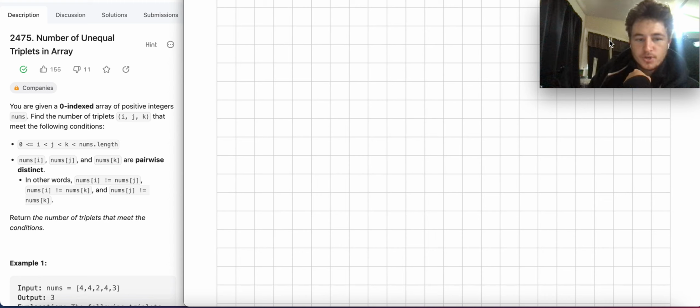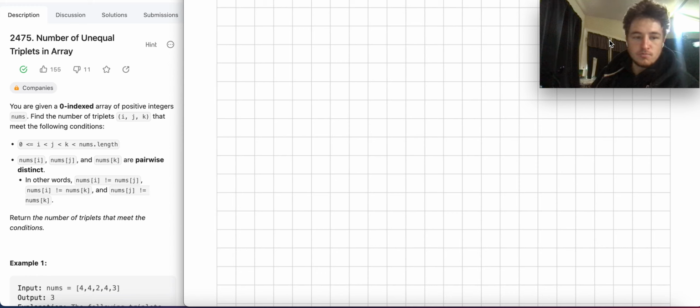Yo, today I got a pretty easy problem for you guys. 2475, number of unequal triplets in an array. This is classified as an easy, and the easy solution is definitely pretty approachable. It's essentially just brute force. But there is also a far more efficient solution, which is a little bit more convoluted, and I just wanted to take the opportunity to articulate that approach if you had some sort of confusion.